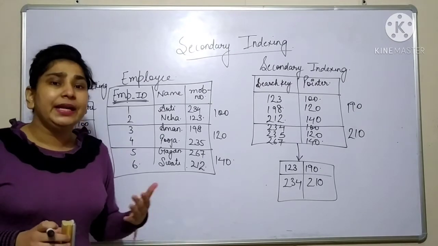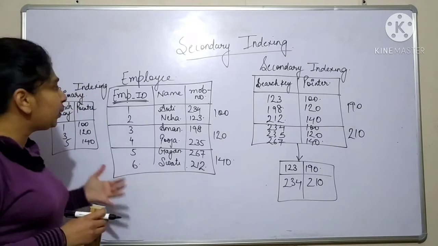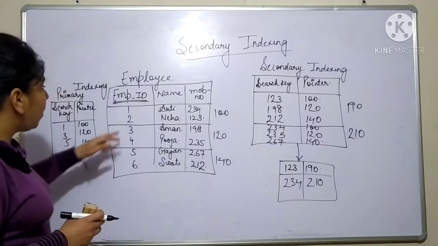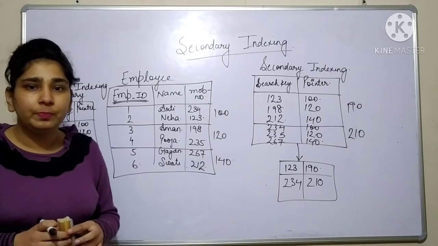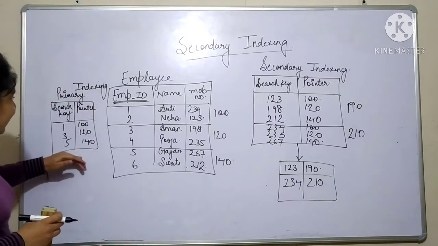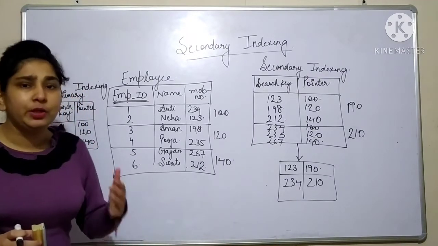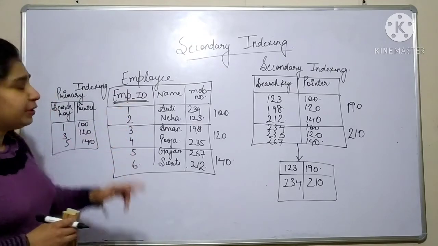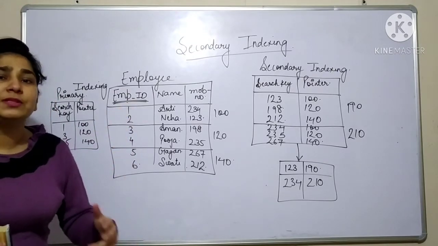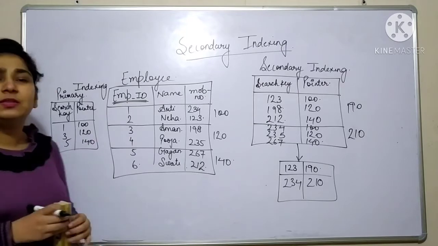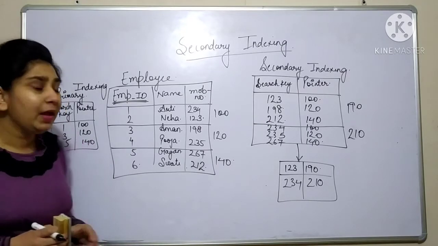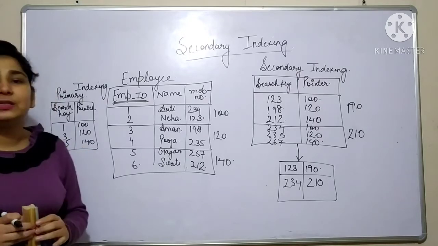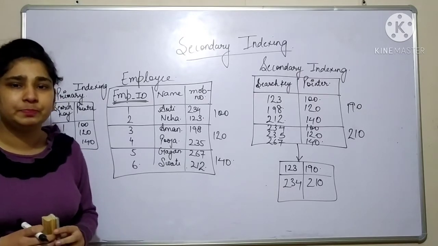But it is not that the user will always request on the basis of only one attribute. This primary index table is going to be useful when your user wants to perform a search operation on the basis of the employee ID attribute. Only then is this index table going to be helpful for us.